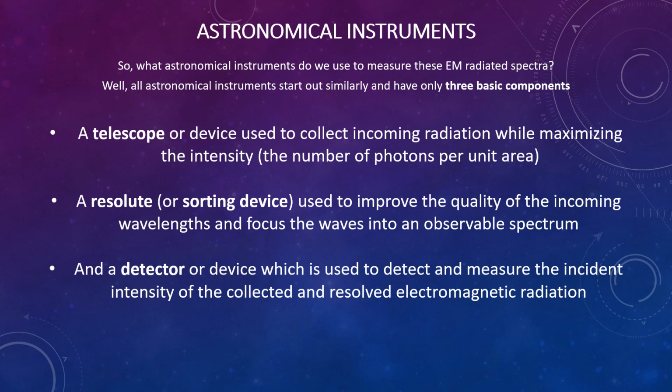The next element is called the resolute. You can also think of this as a sorting device. This improves the quality of the incoming wavelengths, and it helps focus these waves into an observable spectrum if these light waves are outside of the visible spectrum. And then finally, we have a detector at the end, which is a device that is used to detect and measure the radiation that is incident to it, so it is what actually records the electromagnetic radiation that we are interested in. It also records the intensity of the radiation received.